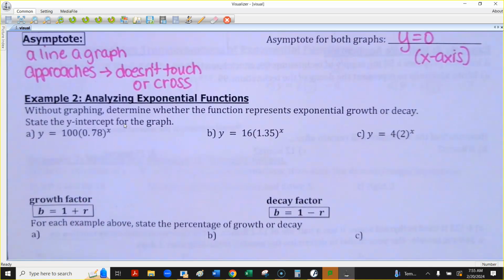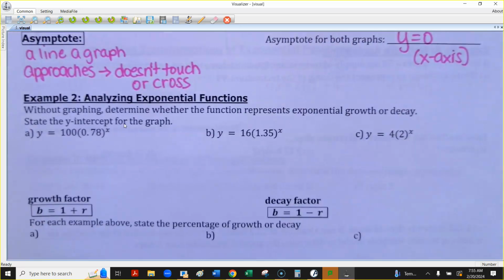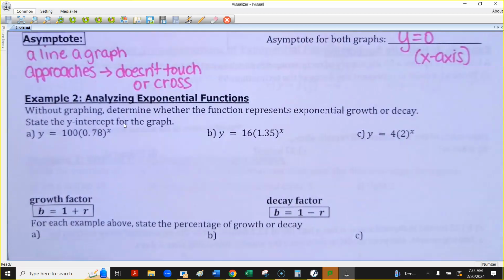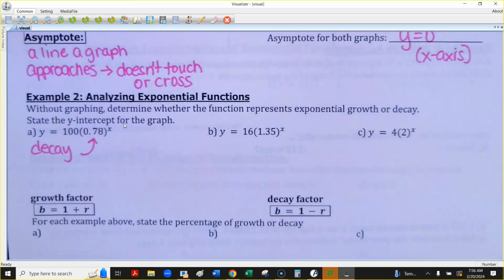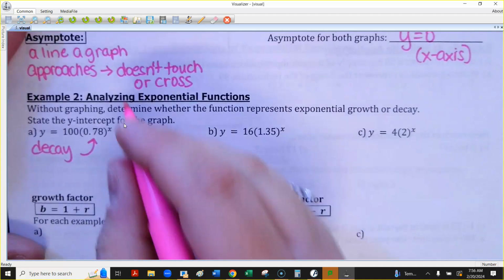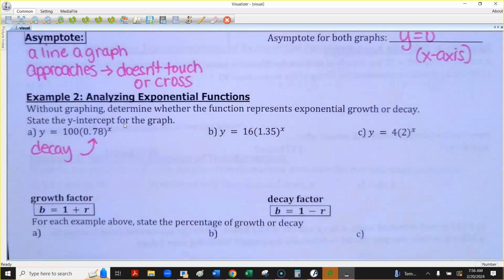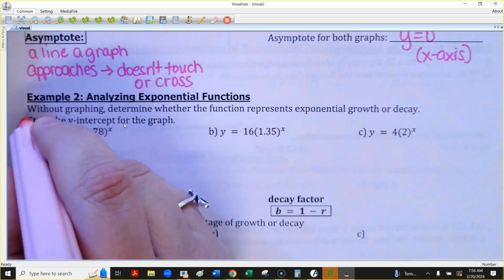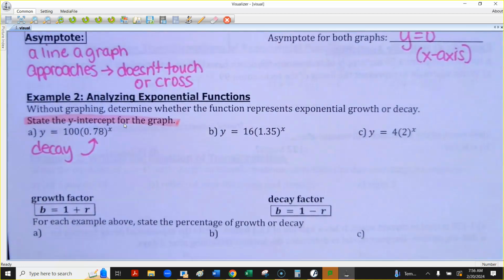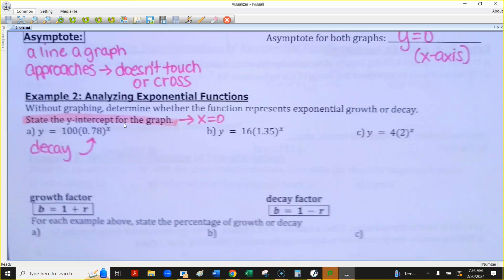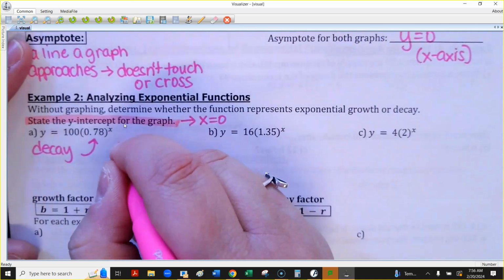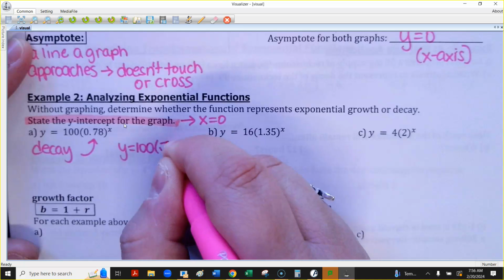Growth or decay? I have 100 times 0.78 to the x. Growth or decay? This one's decay. All right. 0.78 is between 0 and 1. Now my a value here is 100, so that's not going to be a determining factor in whether it's growth or decay. It's totally based on the b value. It does ask you real quick right here, state the y-intercept for the graph. Okay, y-intercept for any graph happens when the x value is 0. So if I plug in, we have 0.78 to the 0.